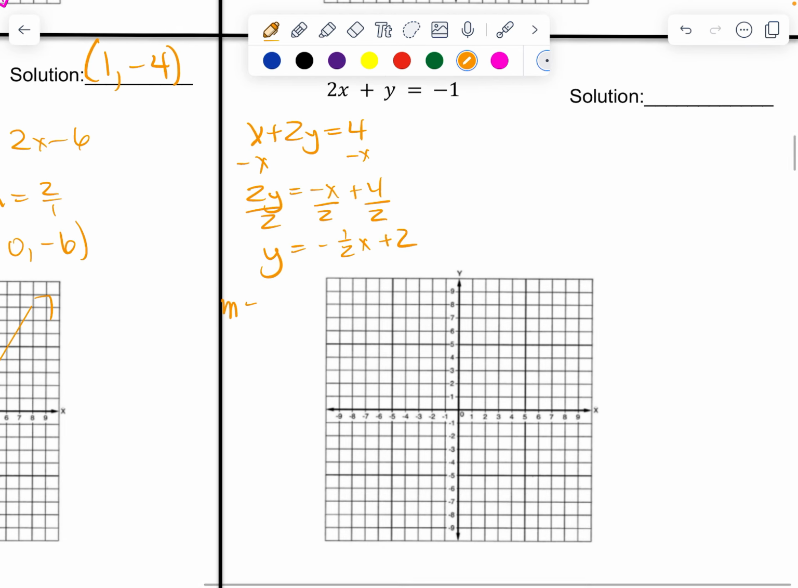So my slope on this is -1/2. My y-intercept is 2. So I go to 2, down 1 to the right 2, repeating the pattern. Oops, that was a horrible one.